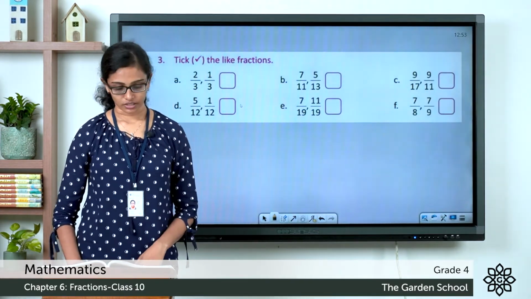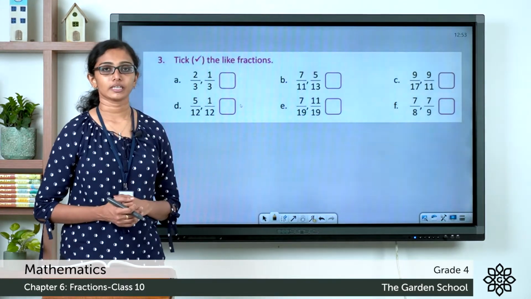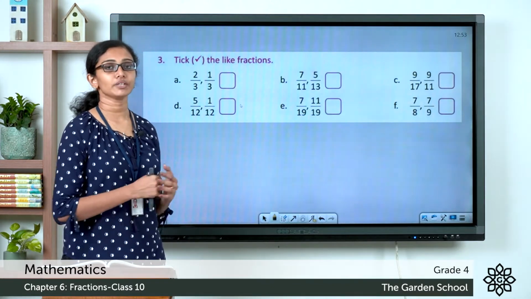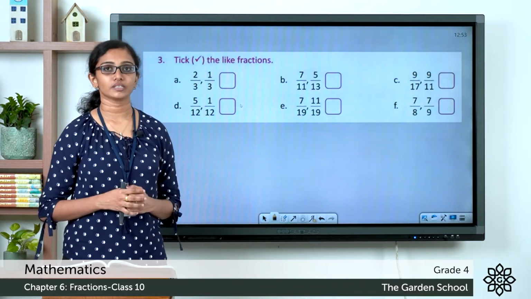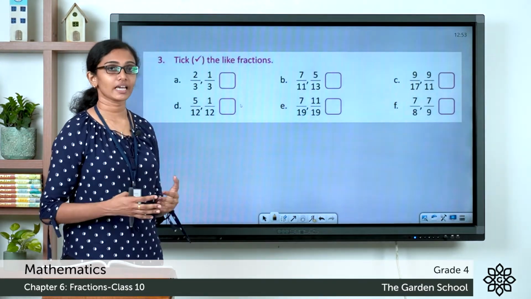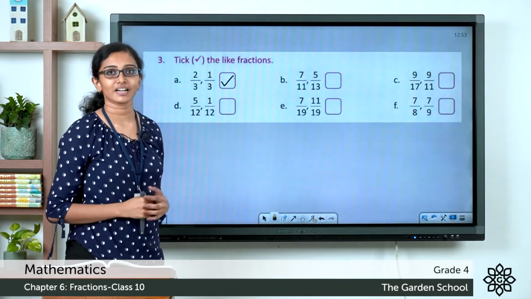Tick the like fractions. Question A, 2 by 3 and 1 by 3. What do you mean by like fractions? Fractions having the same denominator are called like fractions. So, 2 by 3 and 1 by 3. The denominators are the same. So, yes, these are like fractions. So, let's put a tick mark in the box.